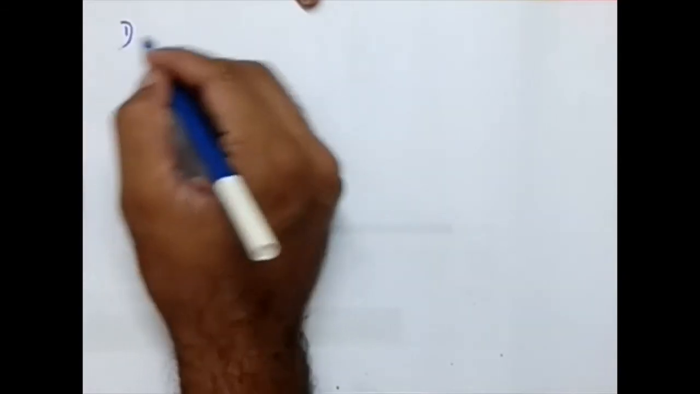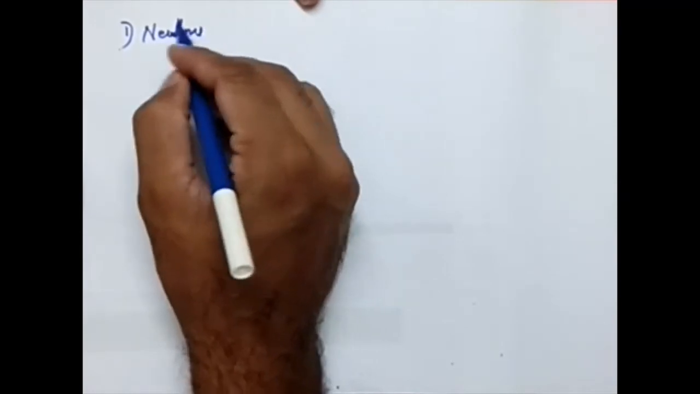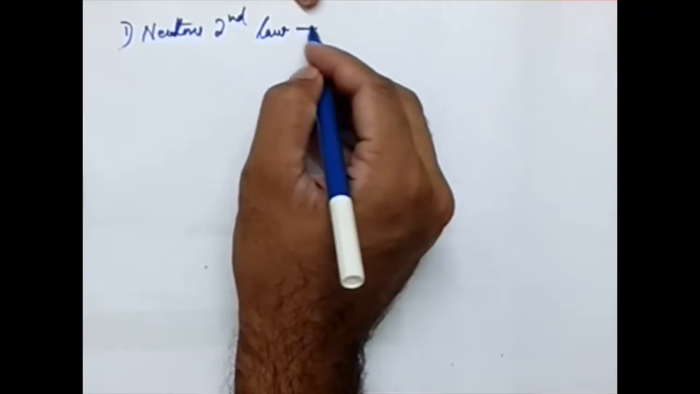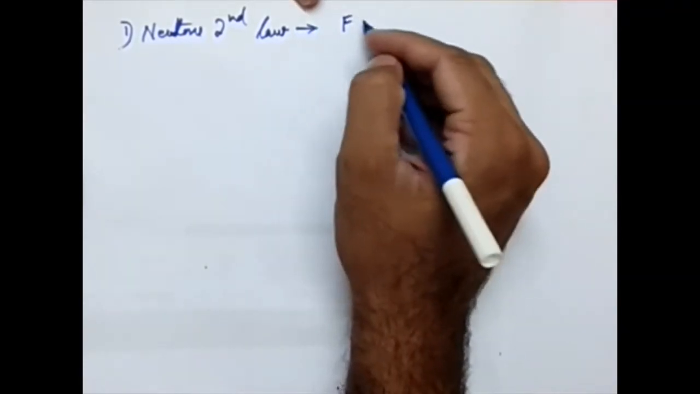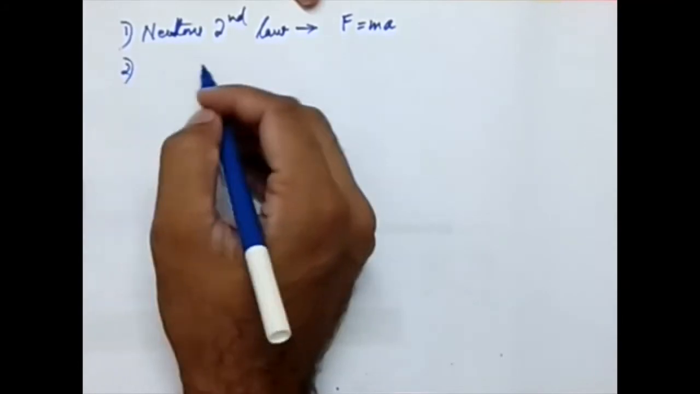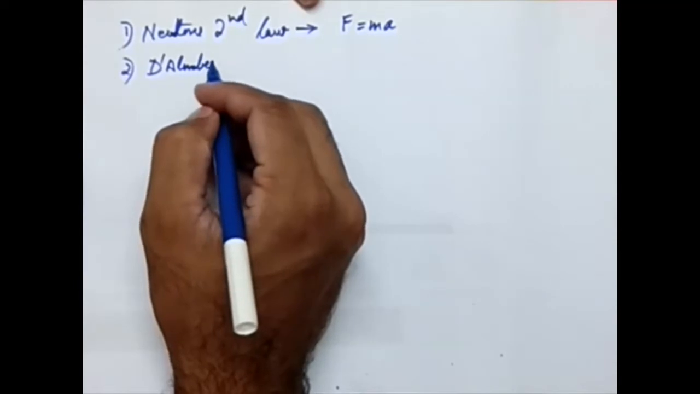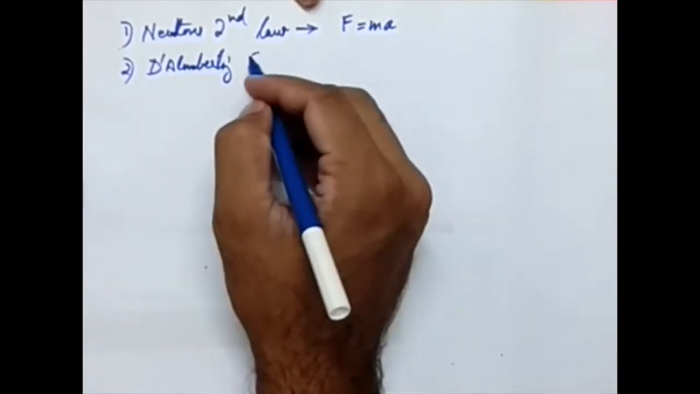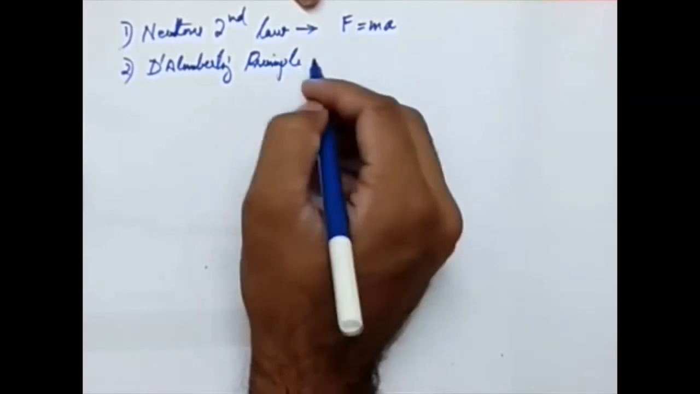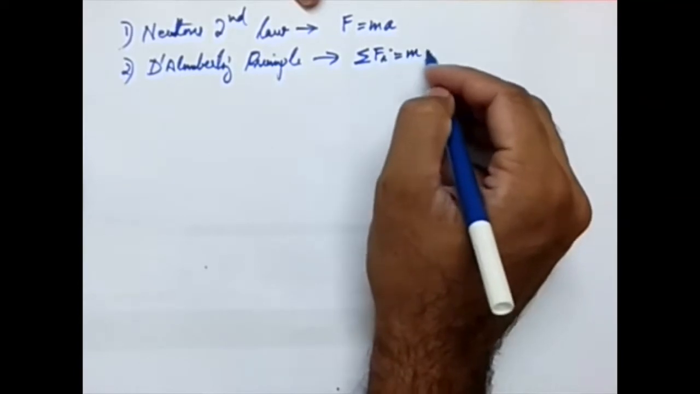The first one is Newton's second law. We know that from Newton's second law we have the relationship F equal to ma, which was further modified and presented to you in the form of D'Alembert's principle, which says that sigma Fi is equal to m ai.